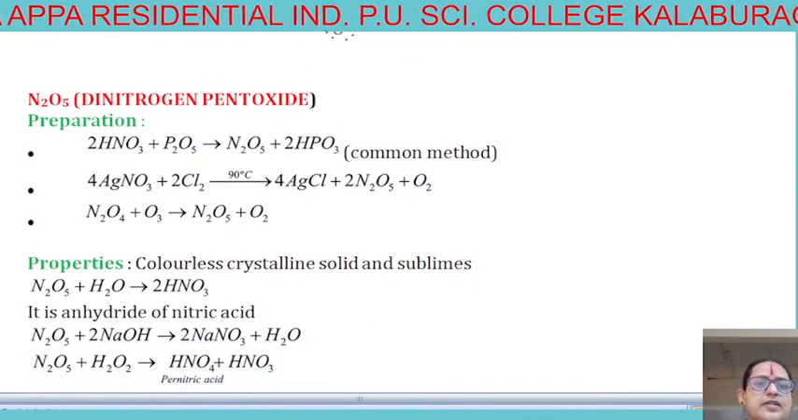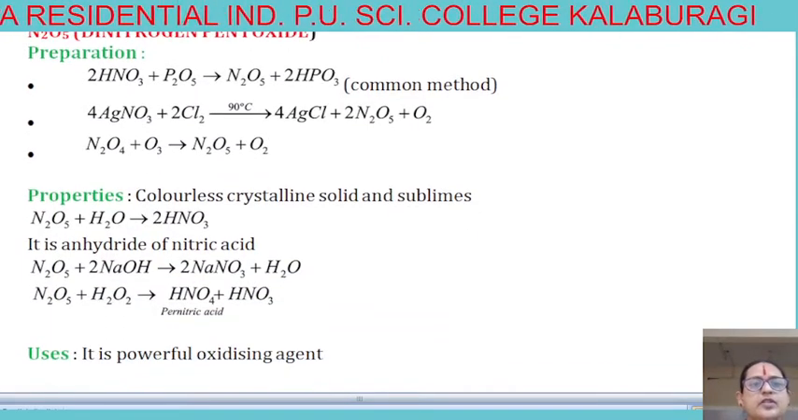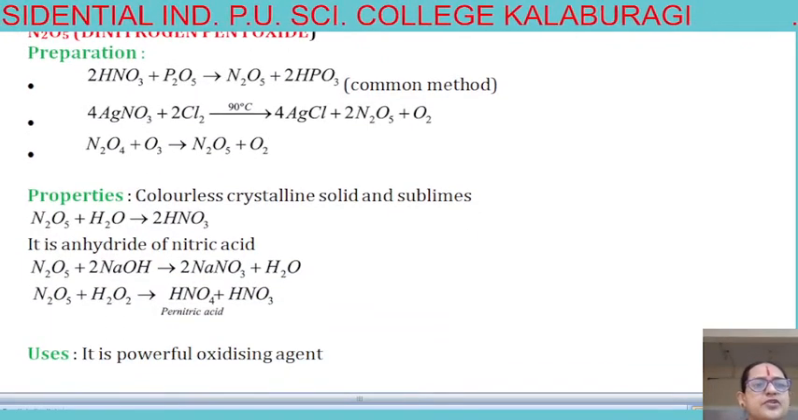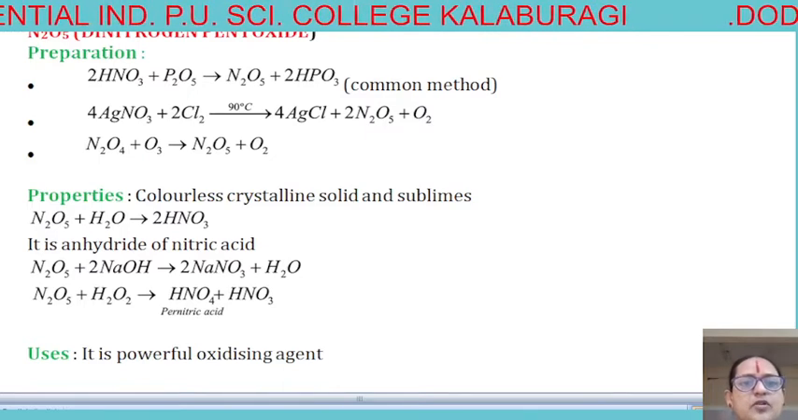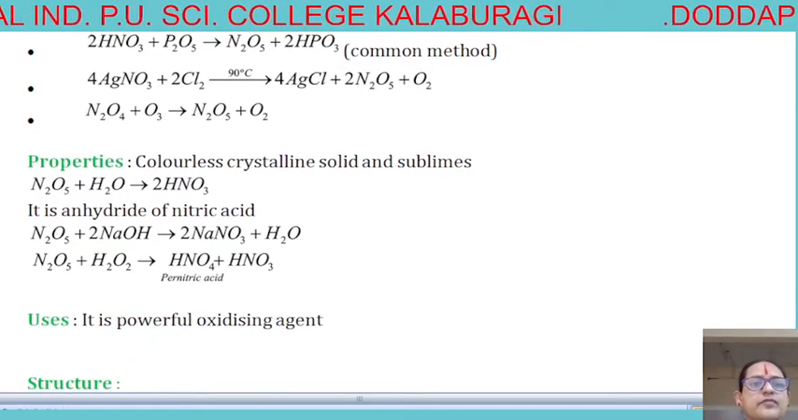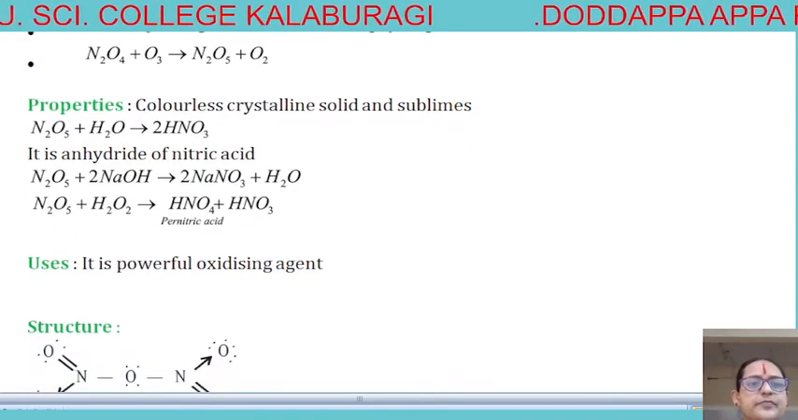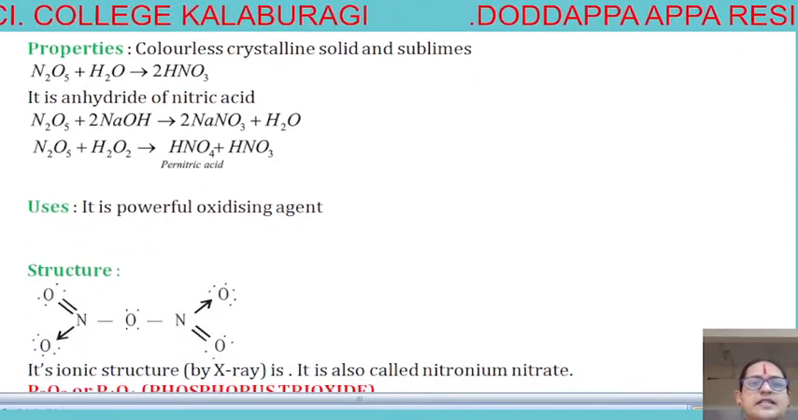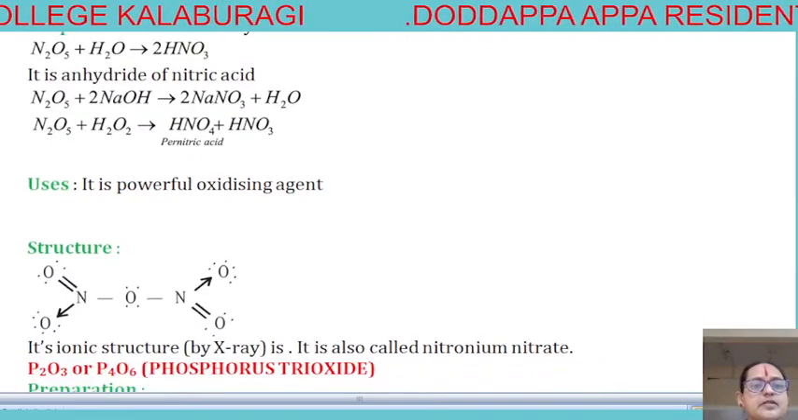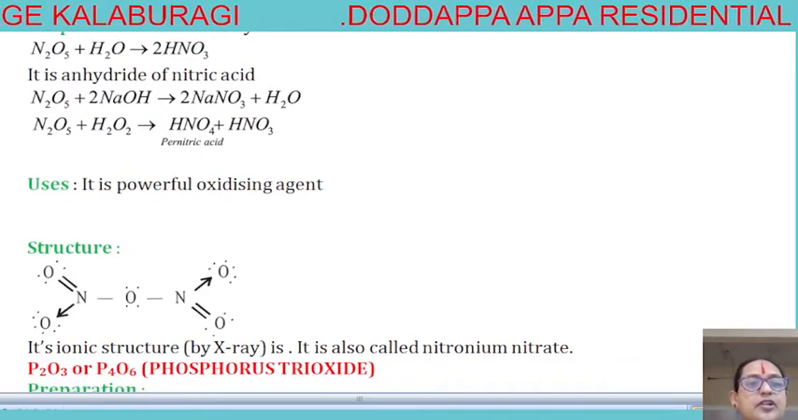Next compound is dinitrogen pentaoxide. Here for its preparation we have nitric acid with phosphorus pentaoxide. It is a common method. Then silver nitrite and chlorine at 90 degrees centigrade. Then its properties: colorless, crystalline solid. It sublimes. It is the anhydride of nitric acid.